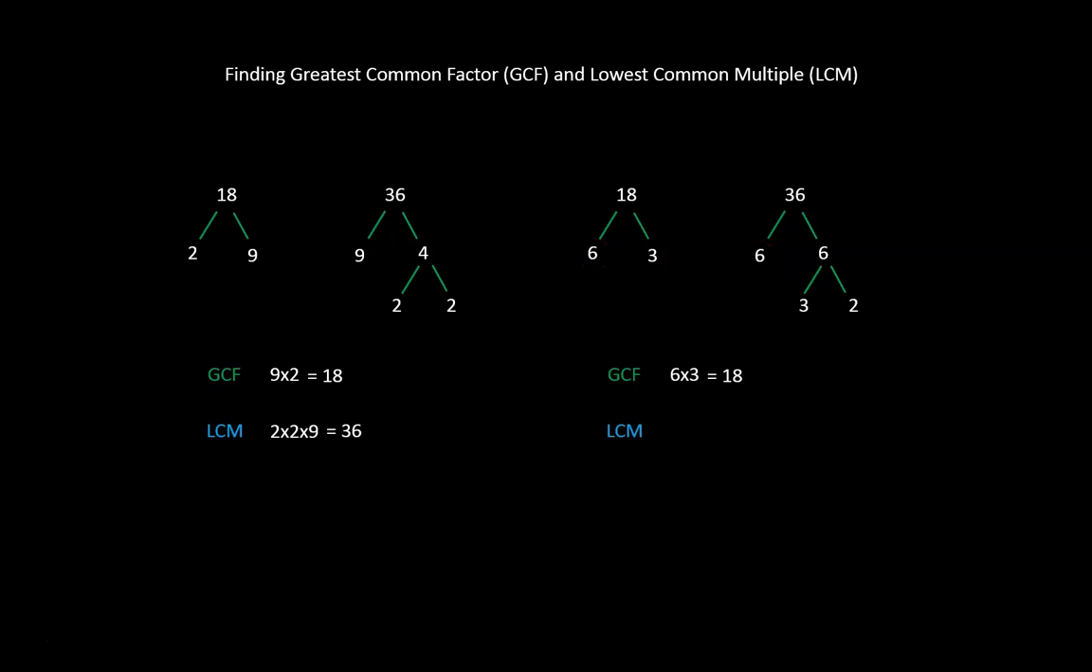For the lowest common multiple, we continue prime factorization. We see that we have 2 3s under 18 and 2 under 36, so we take 2 3s.